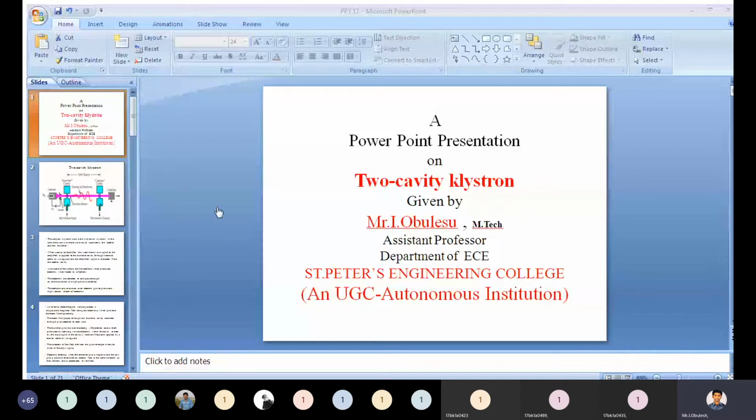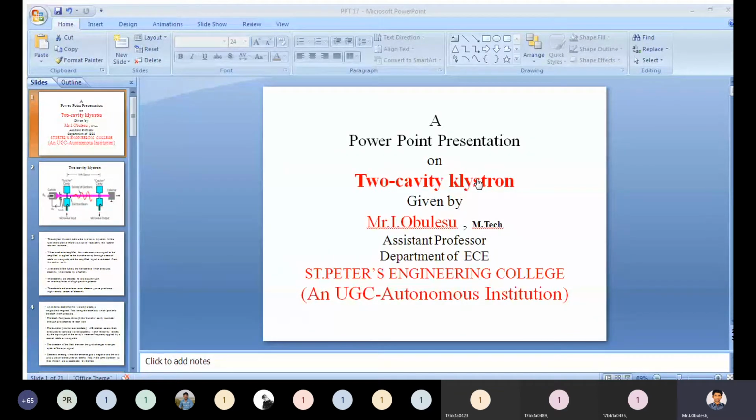And the electrons then pass through a second cavity. What is the name of the second cavity? The second cavity is called the catcher cavity. The electrons pass through it via a similar pair of grids on each side of the cavity.